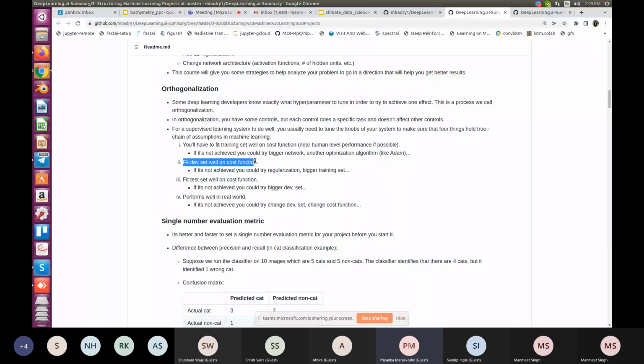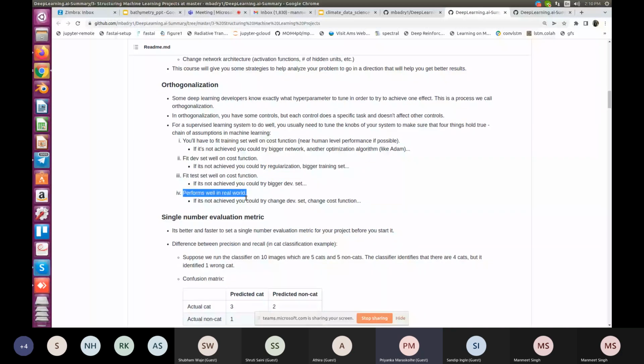So you should ensure that during training you have the dev set, which is also known as the validation set. That should fit well. You should minimize the cost function on your dev set at the time of training. And eventually your test set performance should also be good. And the final thing is, if you deploy this model in the real world, it should perform well.